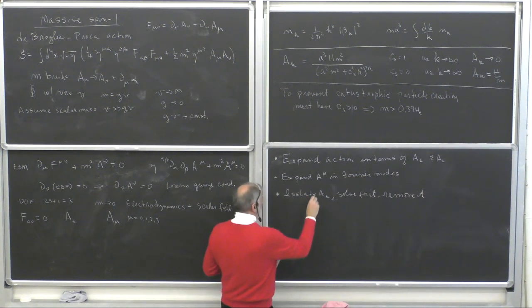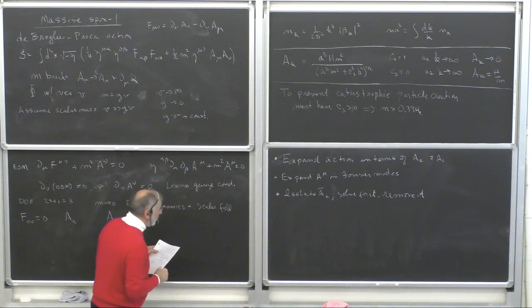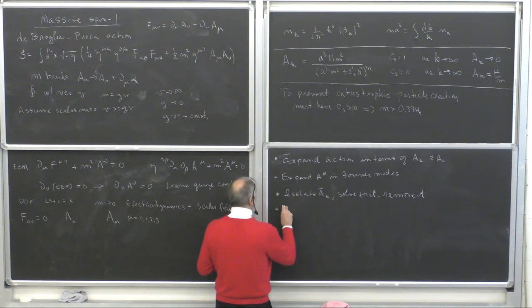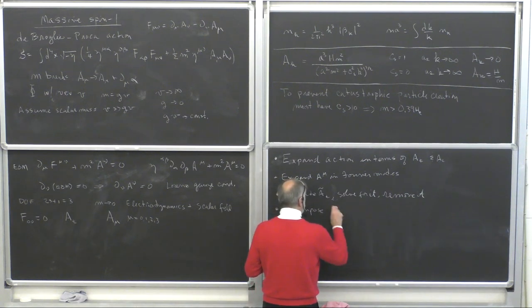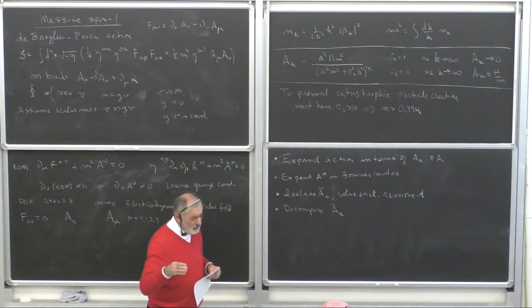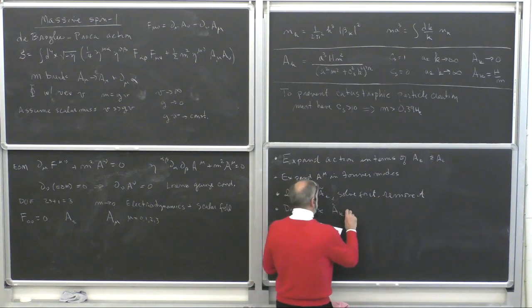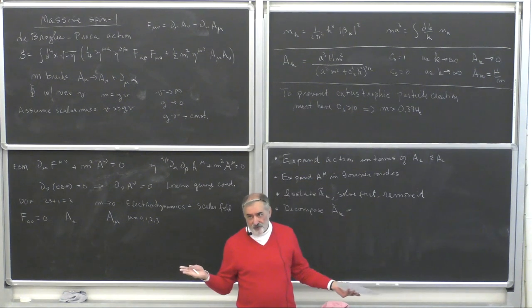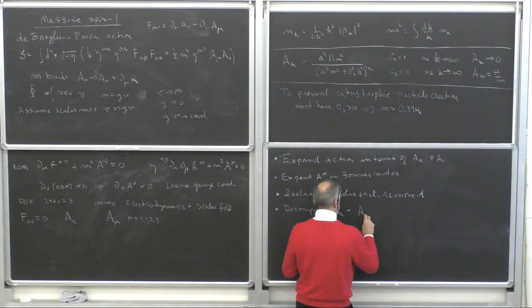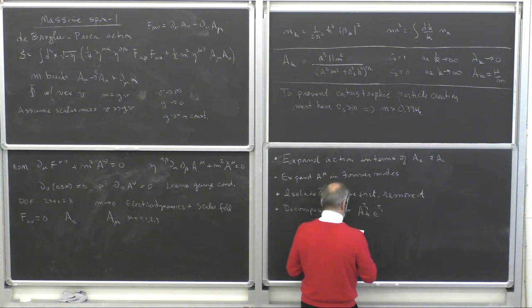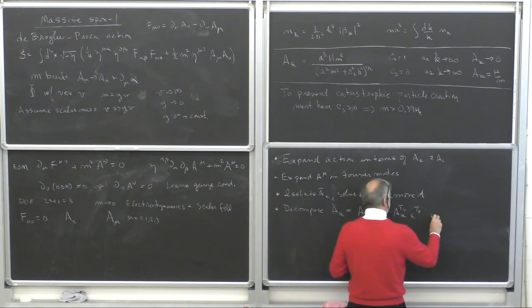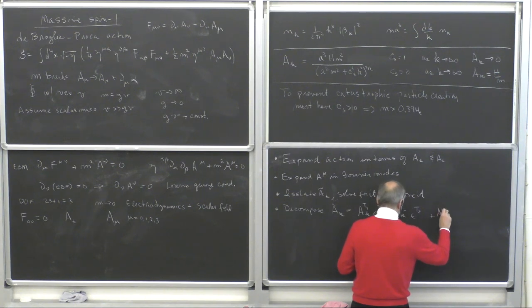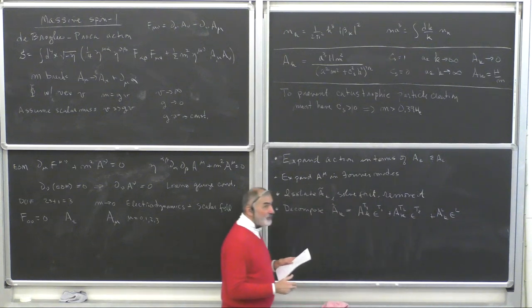So let me put a little tilde over here to indicate the Fourier mode. And then this is the usual decomposition. We're going to decompose the spatial components of A sub k in terms of transverse and longitudinal projections. So there will be 2 transverse degrees of freedom plus a longitudinal degree of freedom. Of course, the longitudinal degree of freedom is absent in the massless theory.